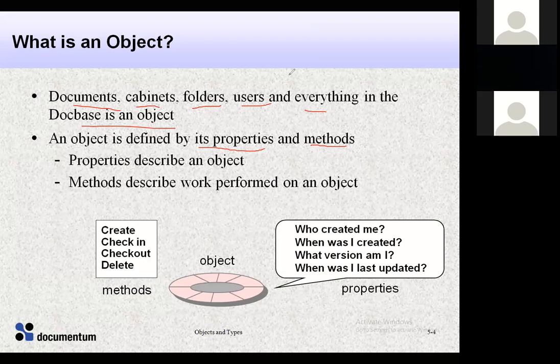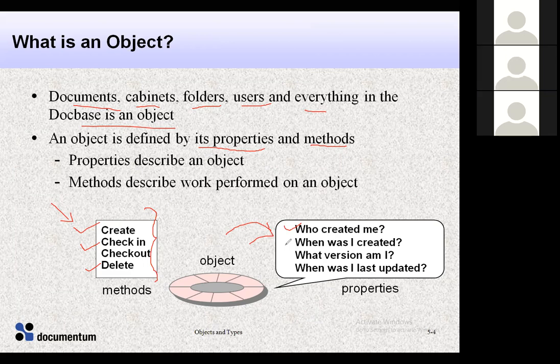So if we say a Documentum object, a document, we create a Documentum object. The object can be created, checked in, checked out, deleted, right? These are the methods. And what are the properties? Who created that object, the creation date, that particular date, the owner name, version number, last modification date. These all are the properties.